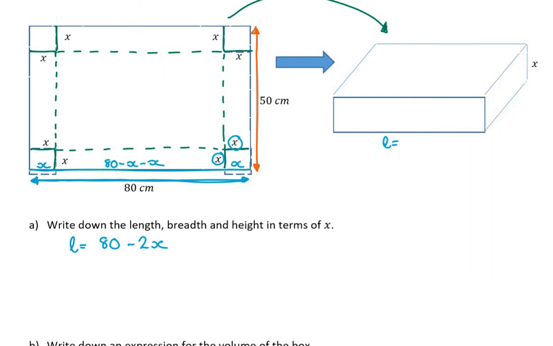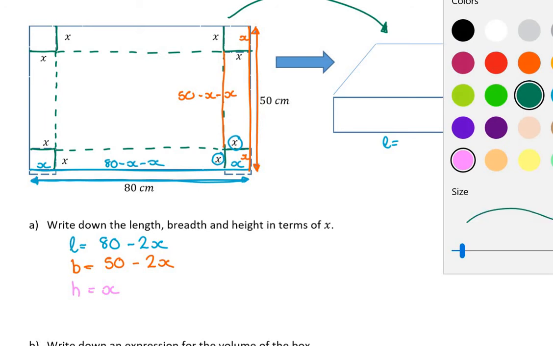Now if I go to my breadth, it's the same concept. My full breadth was 50 centimeters, but I've removed x there and x there. So my breadth is actually this length there, which is 50 minus x minus x. So my breadth is 50 minus 2x when simplified. Now my height of my box is just my x, which they have actually labeled in the picture. So my height is x centimeters. And there we go, I have a box. Notice that we always use one variable in these questions. We can't have two different variables. So everything will always be in terms of x, or in terms of y, or in terms of a. Only one variable though.